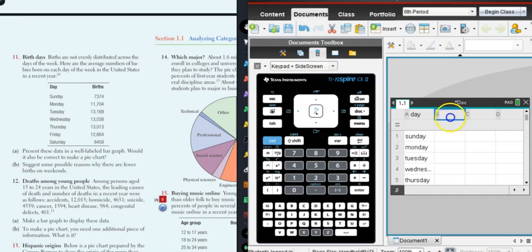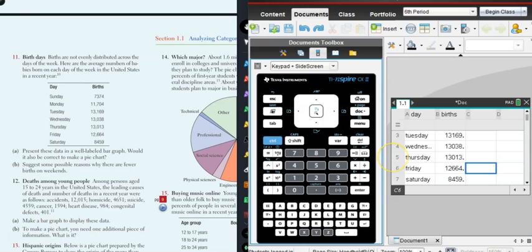So I'm going to go back up to the top here. My second column is going to represent the number of births. Now this is going to be a quantitative variable because it is numeric. So I've got 73, 74, 11,704, 13,169, 13,038, 13,013, 12,664, and 8459.